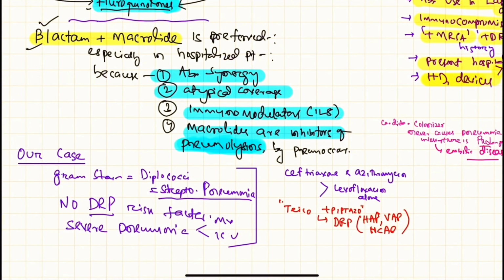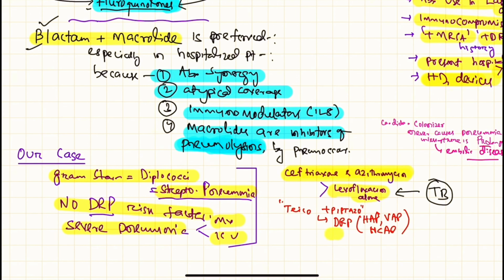Now coming to our patient, the BAL is growing diplococci, that is Streptococcus pneumoniae. In our case, there are no DRP risk factors, and also the patient has severe pneumonia because the patient is mechanically ventilated and in the ICU. So he has to be given IV medication. He has to be given ceftriaxone plus erythromycin for their benefits rather than levofloxacin alone. Levofloxacin is also not given in India because of the issues of tuberculosis. We have to save the fluoroquinolones for tuberculosis. So ceftriaxone and erythromycin are the drugs of choice in this case.